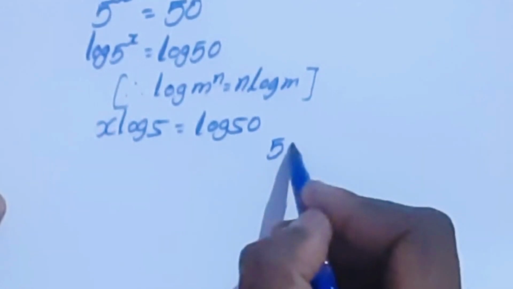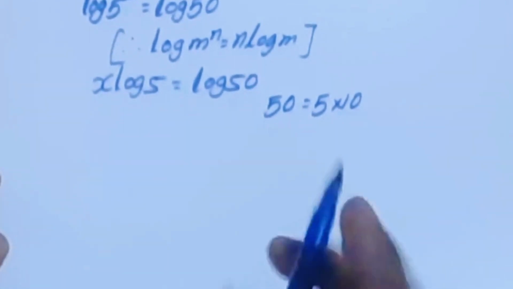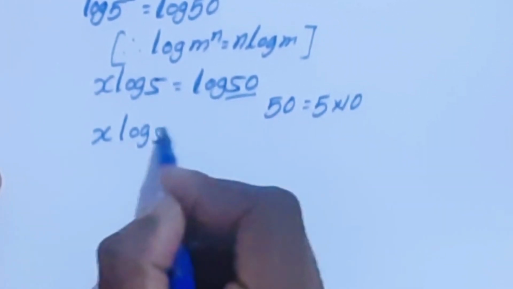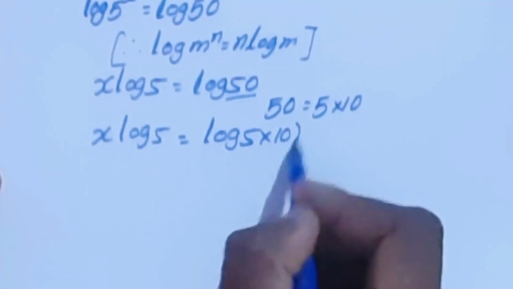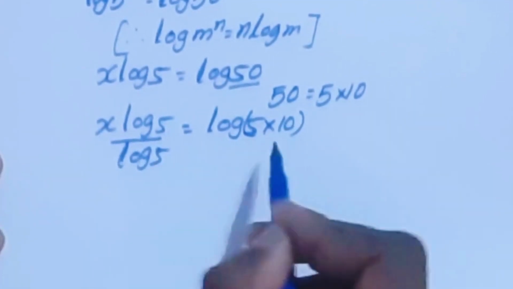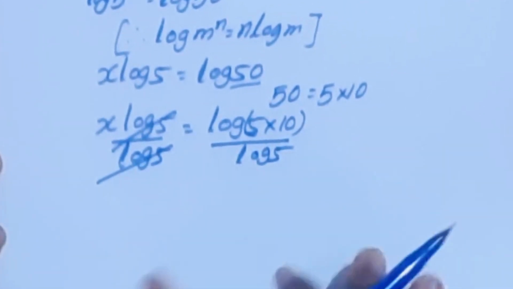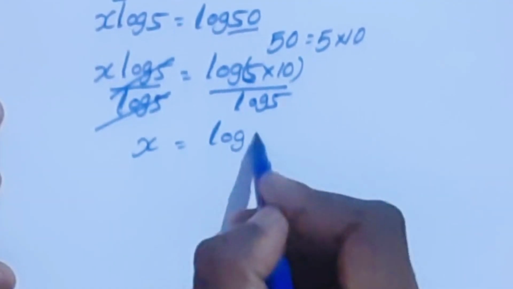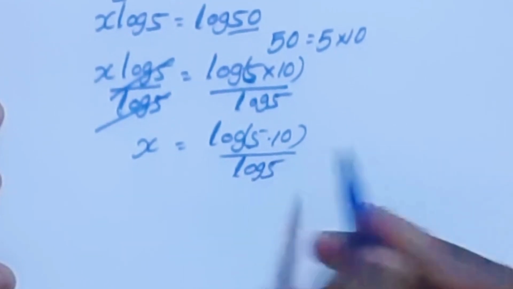Now this 50 can be written as 5 times 10. This we are going to apply here. So x log 5 equal to log of 5 times 10. Here we are going to divide by log 5 on both sides. Now this log 5 cancels this log 5. Here we have x equal to log of 5 times 10 by log 5.